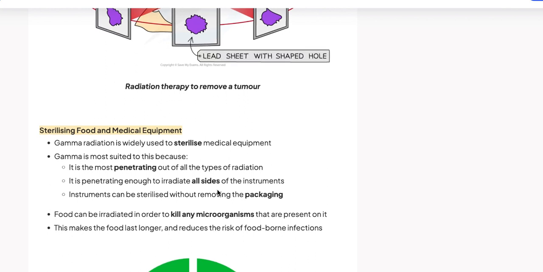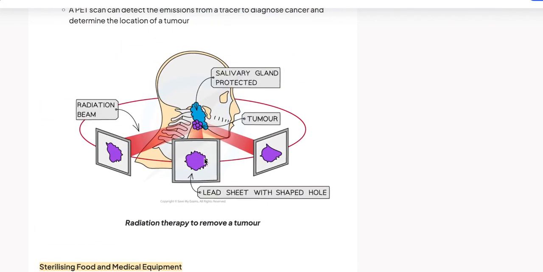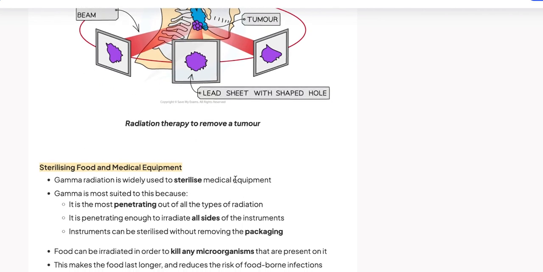Radioactive therapy to remove a tumor. This is the process, the medical procedure. Here's the tumor in your body. You see how we direct the beam of radiation towards the tumor. We direct it from here towards the tumor, and from here towards the tumor. So we want to kill this tumor that is growing in your body. So we use radiation to kill the tumor.